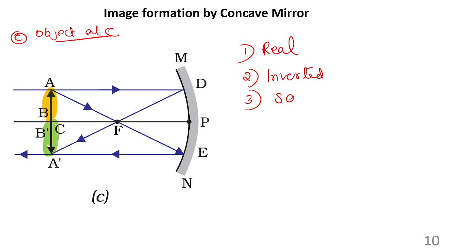Same size. If you draw a neat diagram, the height of AB and the height of A dash, B dash will be equal. Same size. And any other property, position: image at C. These are the properties of the image.